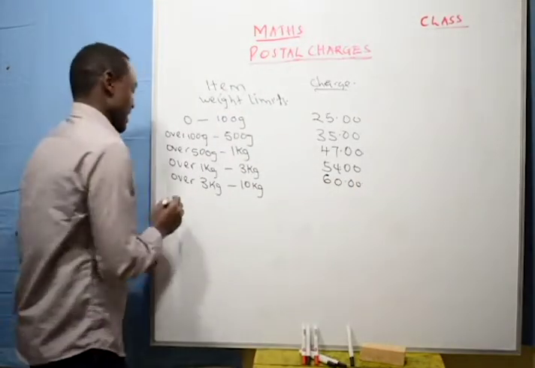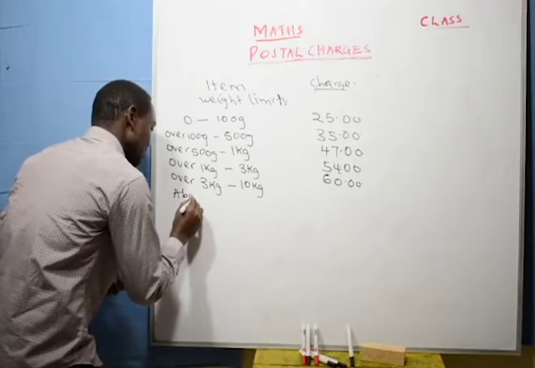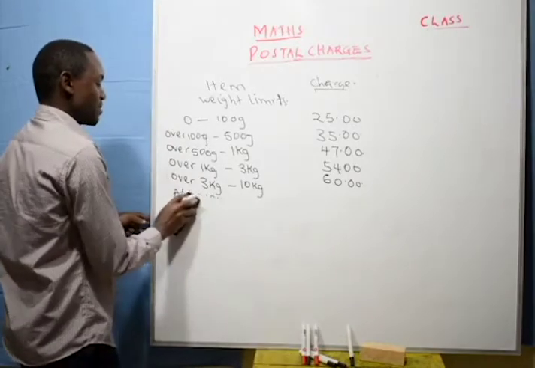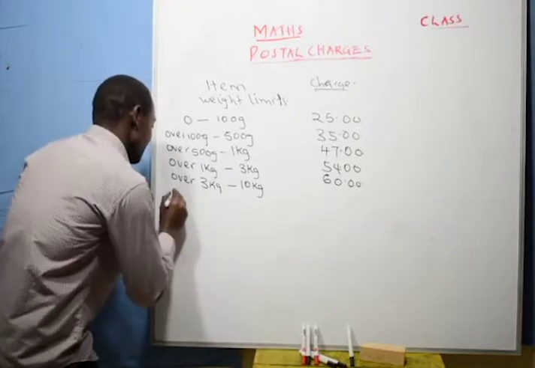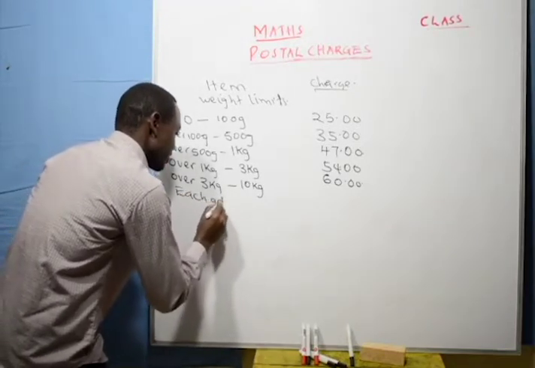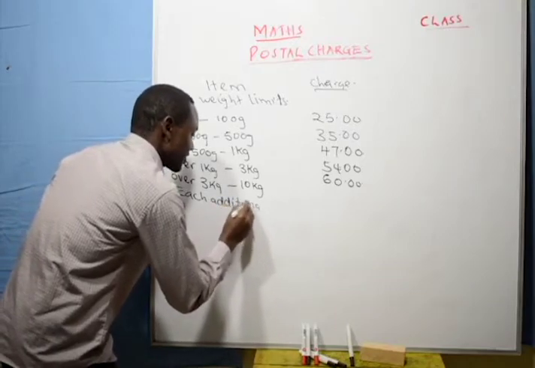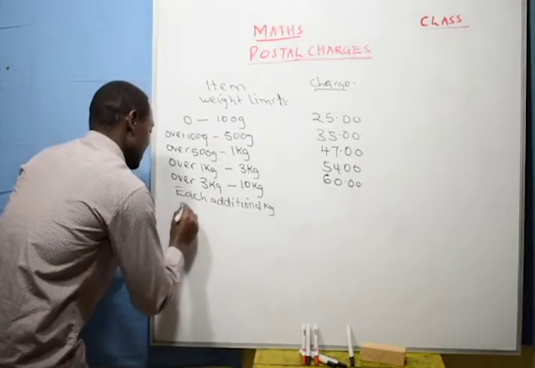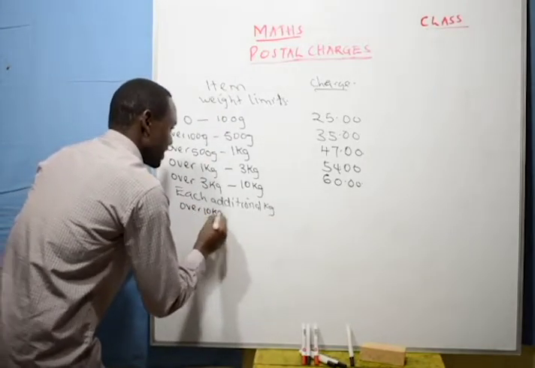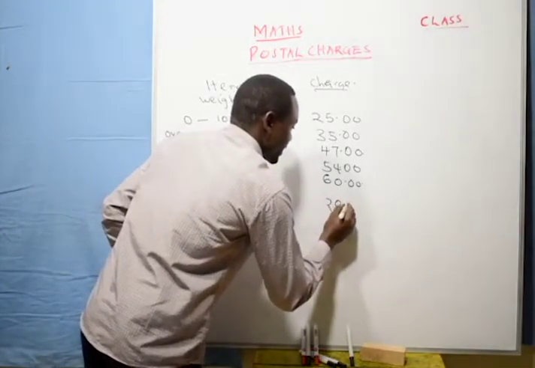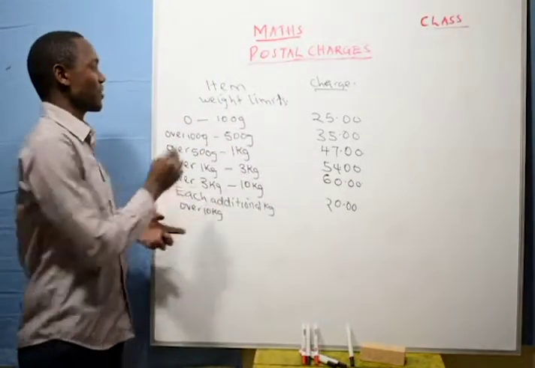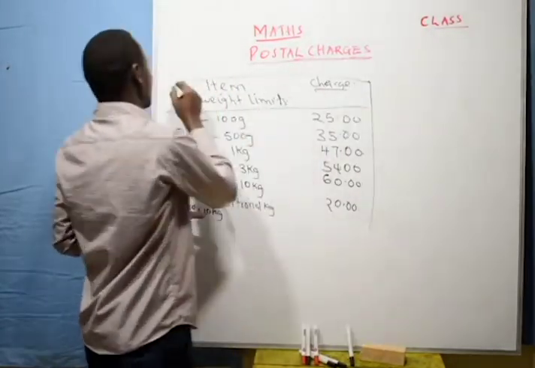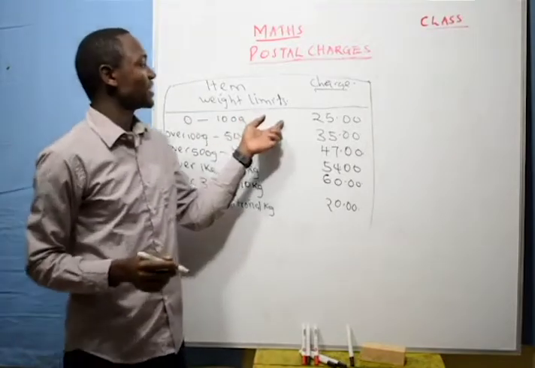Then above 10 kilograms, each additional kilogram over 10 kilograms is charged 20 shillings. So that is a table that shows the charges for sending items. That is an inland postal charges table.